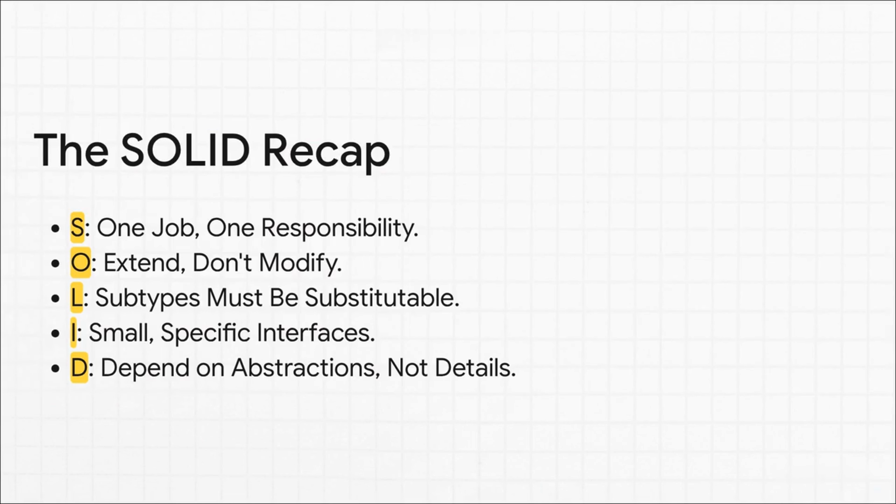Let's do a super quick recap. S, one class, one job. O, add new things without changing old things. L, make sure child classes are perfect substitutes. I, use small, specific interfaces. And D, depend on contracts, not on concrete details.